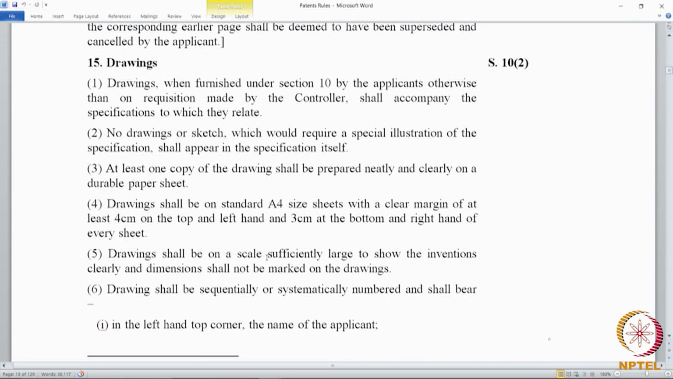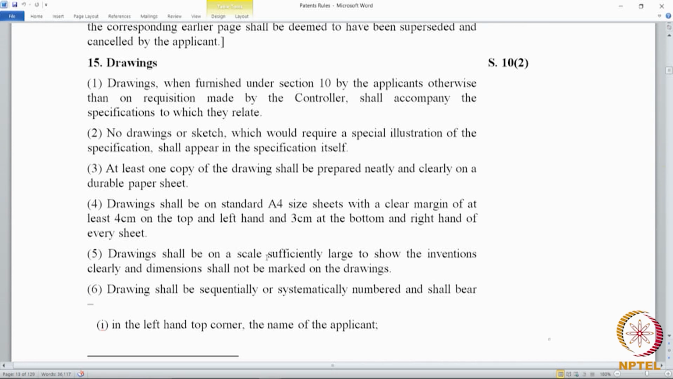Rule 15 describes the drawings that have to be accompanied with the complete specification. We saw that drawings are not required, but if the controller insists on drawings and if the drawings are filed, then they become a part of the specification. Unlike models and samples, drawings are deemed to be a part of the specification, which means drawings can be used to interpret if there is an ambiguity in the specification. So, because they form a part of the specification, they are treated as the specification itself, and you could use the drawing for interpreting the specification and for throwing light if there is a doubt or an ambiguity regarding an interpretation.